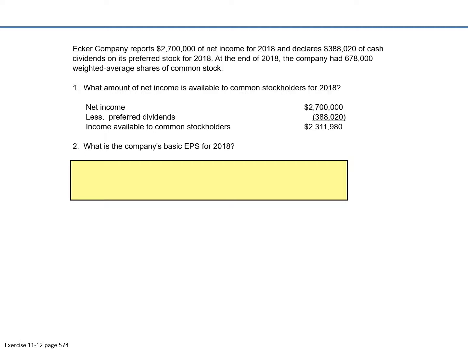In question 2, they want to know what the company's basic earnings per share is for 18. So we have our income available to common stockholders, which we calculated in number 1. Our weighted average shares, they tell us, is 678,000. 2,311,980 divided by 678,000. Our earnings per share is $3.41.